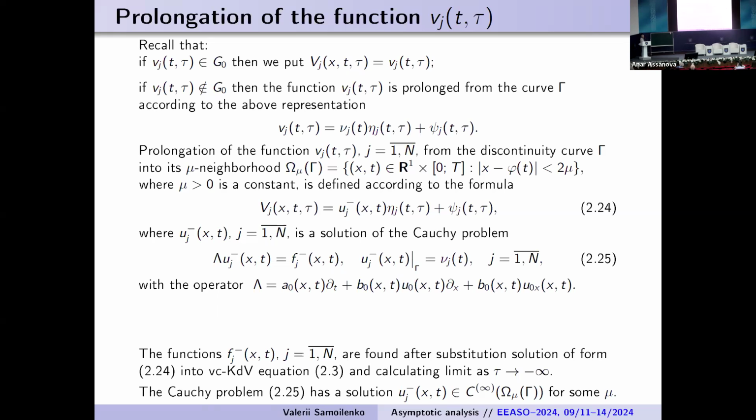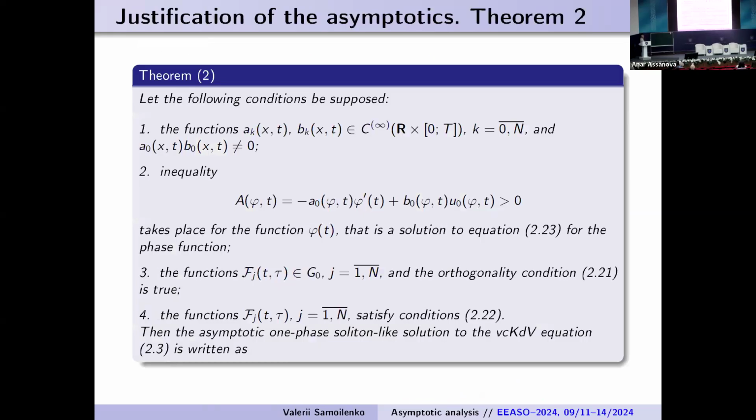Later, for construction of the continuation, we consider an additional Cauchy problem with a first order differential equation. You can see equation number 25 with operator lambda. Also, you can apply the method of characteristics. These methods allow you to construct a solution of this initial problem, and in a particular case of the coefficients, you can easily construct an exact solution of initial problem number 5.